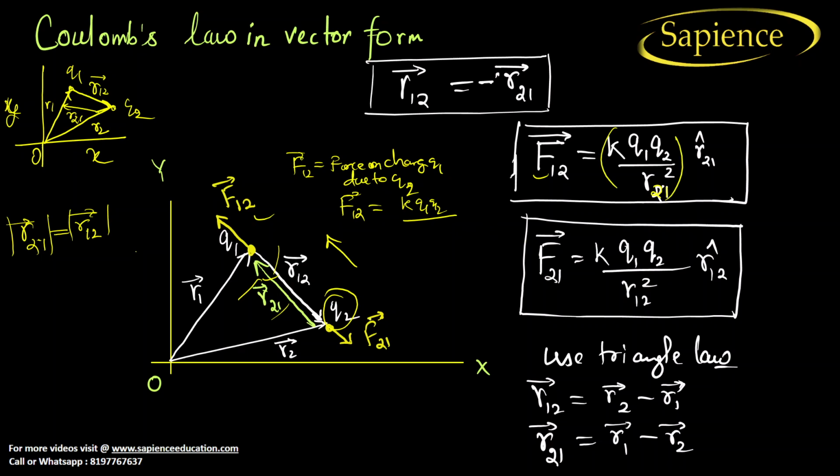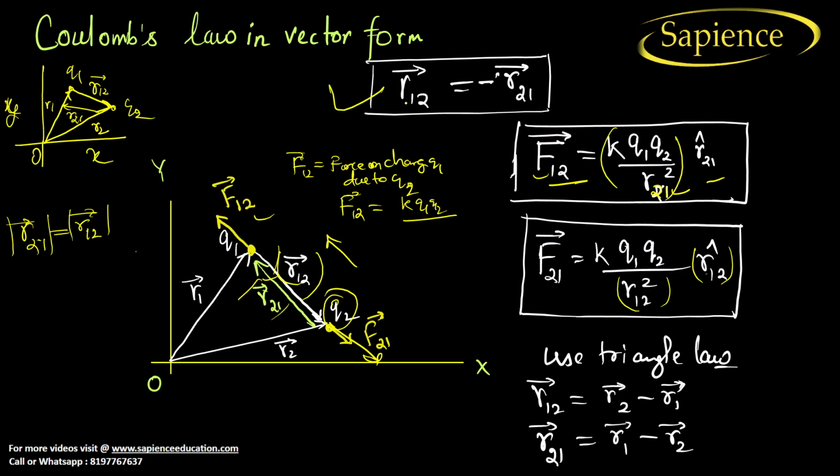Now, if you want to find the force on charge q2 due to q1, the force will be in this direction, so the direction of the distance will be R12. So force F21 is equal to K q1 q2 by R12 whole square into R12 cap. Whenever you take the suffix 12 for the force, the distance suffix will be 21. So basically it is a method to memorize it.